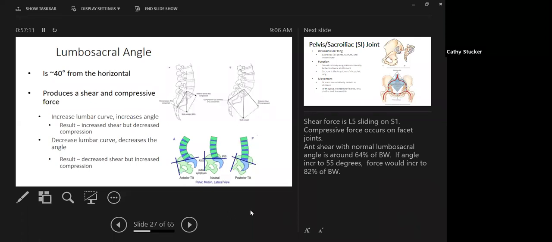You guys talked about that in anatomy? No, spondylolysis and spondylolisthesis, the sliding of one vertebrae on another. Yeah, okay. All right, I got a positive.